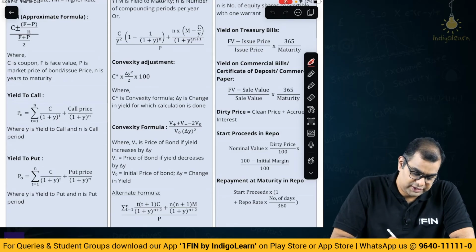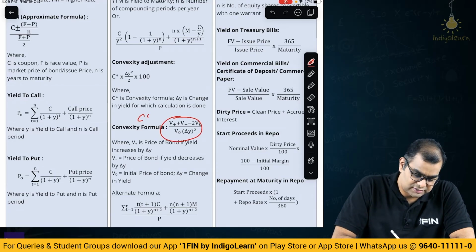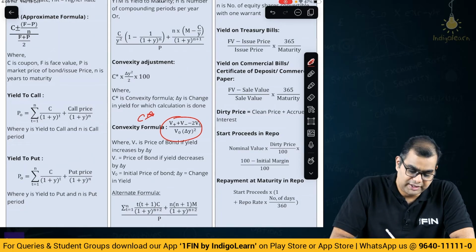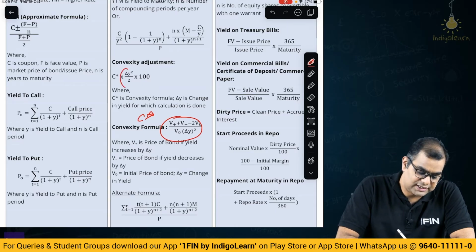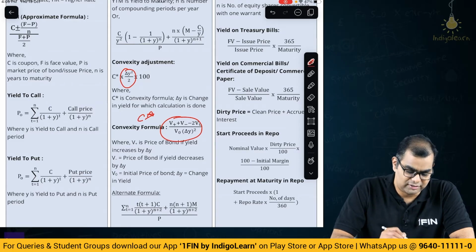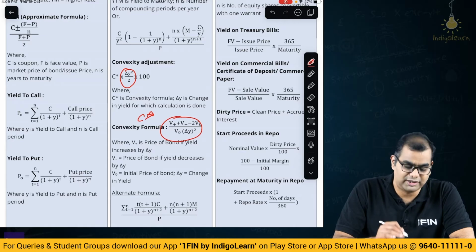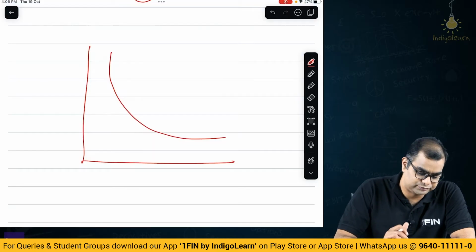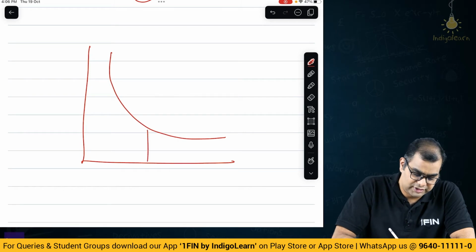You have this formula where convexity is C star. C star is (V plus + V minus - 2V0) by (V0 into delta Y square), and this is C star. This C star is again multiplied by delta Y square by 2 into 100. Now, this is very complicated to understand from a formulaic perspective. Let me explain. Initially, when I discussed Y, delta Y plus, Y minus delta Y, there are these three prices.